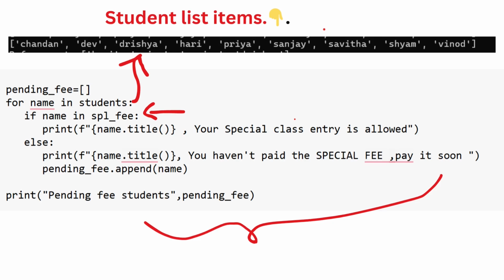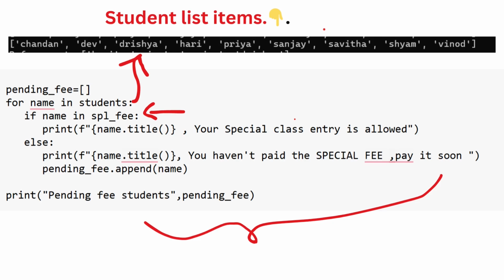Okay, fine. And this else block will be ignored, and the program control once again goes to the for loop, and our third value is Hari. So for Hari in students, if Hari in special fee, we have to check if Hari is in the special fee category. Yes, he is already there. And once again, this if block will be executed. Hari, your special class entry is allowed. Else block will be ignored.